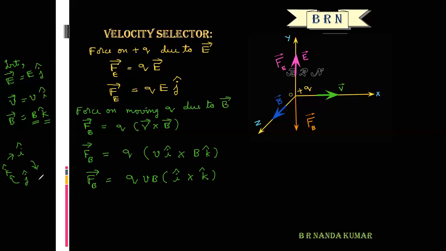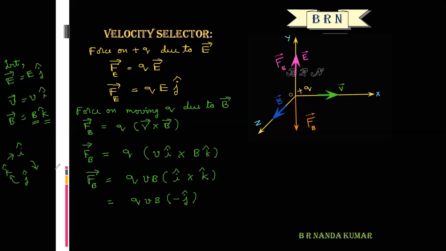So this is a property of cross vectors. So what is the value of I cap cross K cap? So K cap cross I cap is J cap. I cap cross K cap, that is minus J cap. So this is a property of vector product, right?